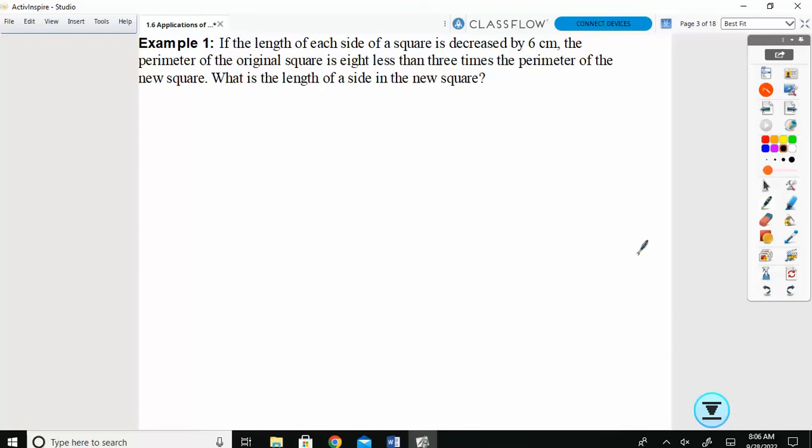So don't read it like that. Don't just try to read through the whole problem and expect to just have a light bulb come on and know the answer at the end. Take it step by step. So the first thing, if the length of each side of a square, so stop right there. What do I have? A square. So what should I probably do? Draw a square.